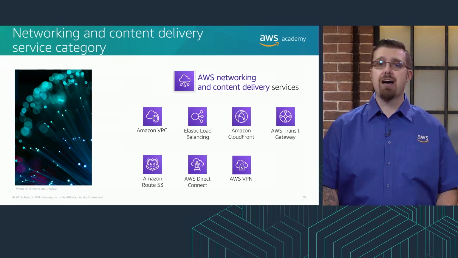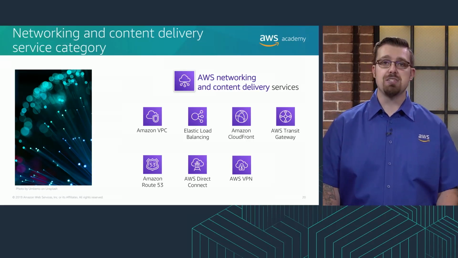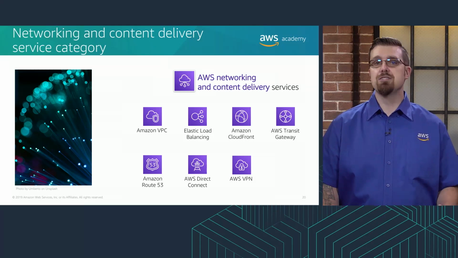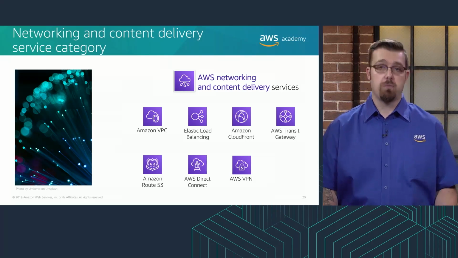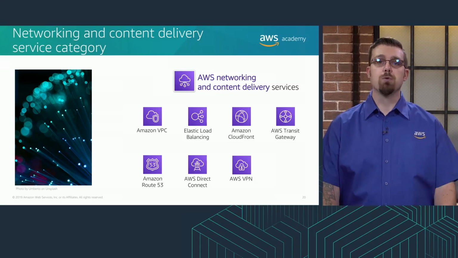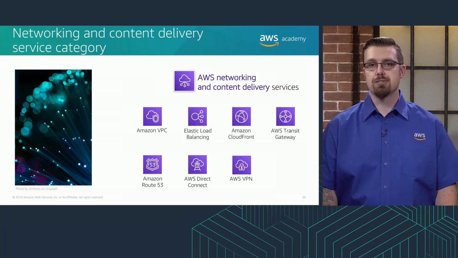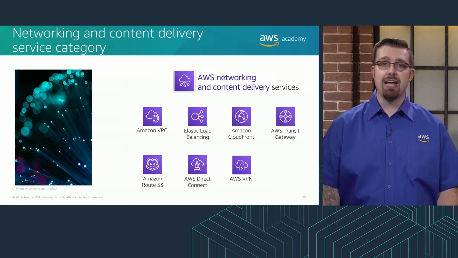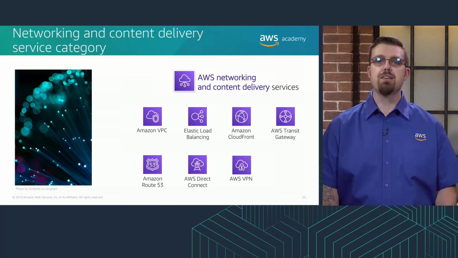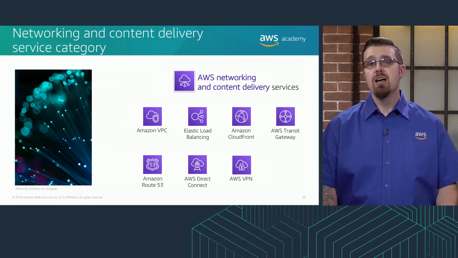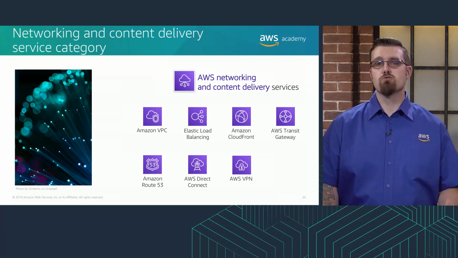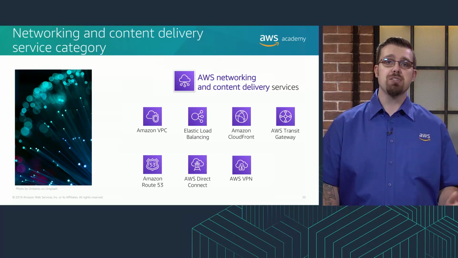Amazon CloudFront is a fast content delivery network, also known as a CDN, that securely delivers data, videos, and applications and application programming interfaces, APIs, to customers globally with low latency and high transfer speeds. The AWS Transit Gateway service enables customers to connect their Amazon virtual private clouds and their on-premises networks to a single, centrally managed gateway.